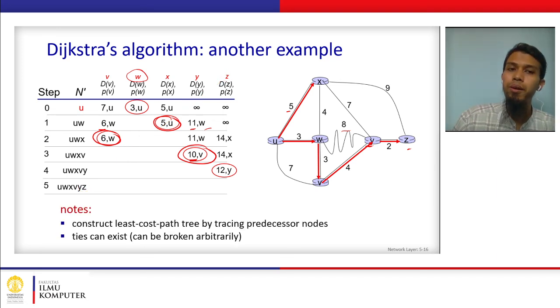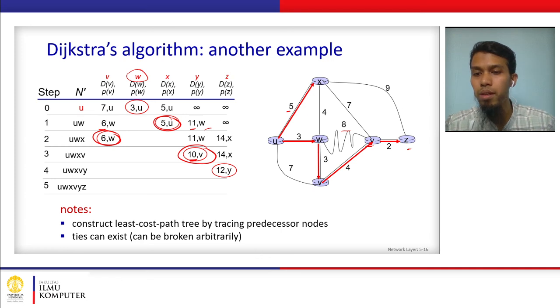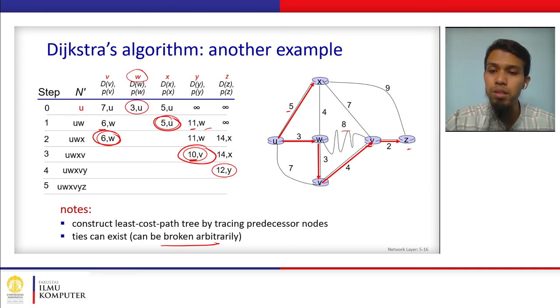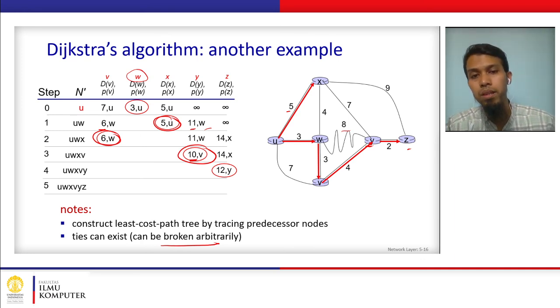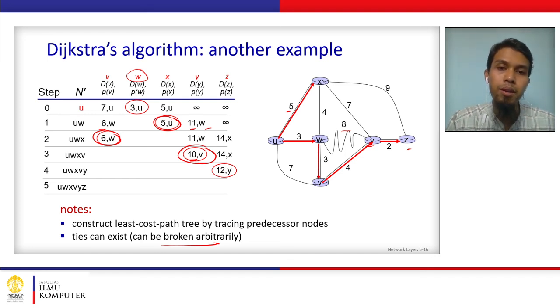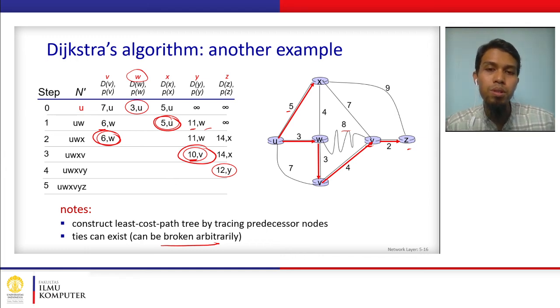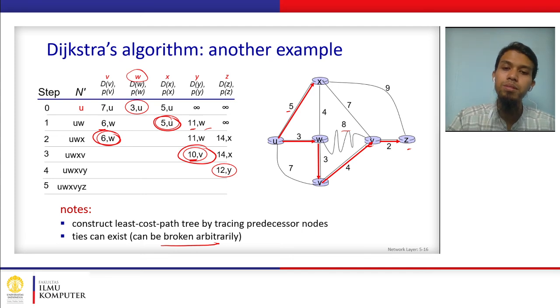Okay, so now some notes. If ties exist, they can be broken arbitrarily. So this is what we have done before. Construct the least cost path tree by tracing predecessor nodes. So basically, at the end of the day, as we have seen in the previous example, we trace the least cost path from the source U to the other destination nodes.